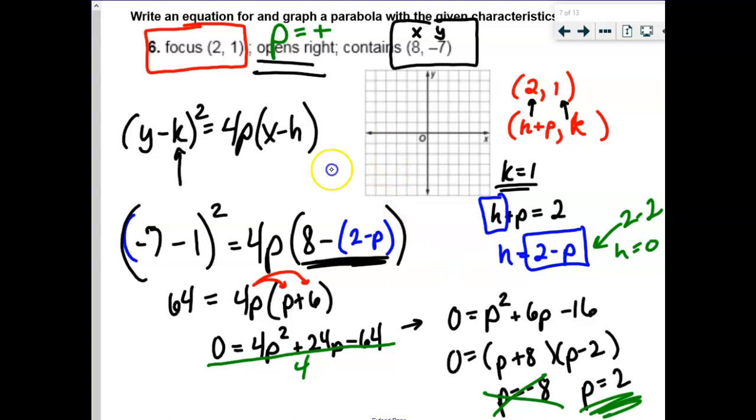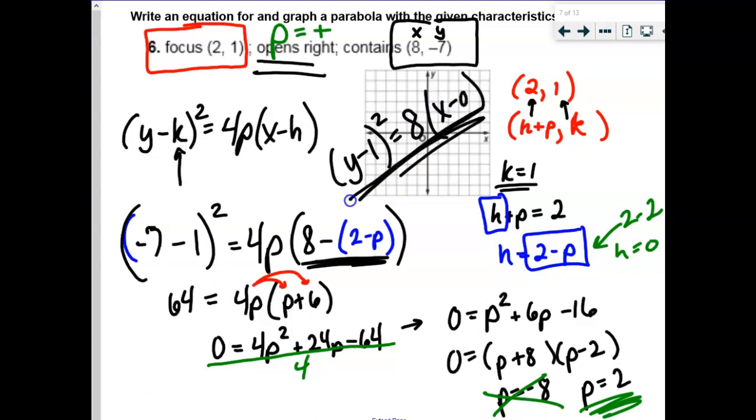I'm not going to graph this one, so I'm just going to write my equation across the graph. So the formula is Y minus, who's K again? I lost track. 1 squared equals 4 times P, 8. And if you wrote X minus 0, I would not count you wrong at all. It looks exactly like the right form, but if you just wrote X like a normal human, that's fine too.